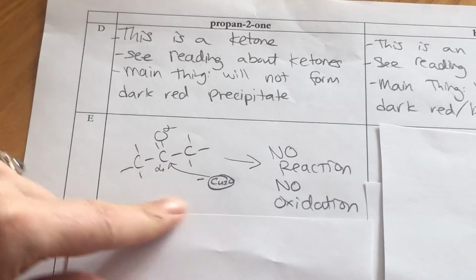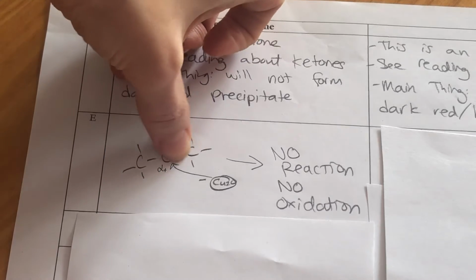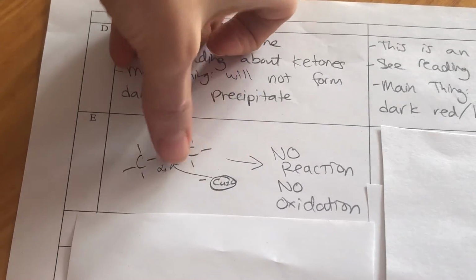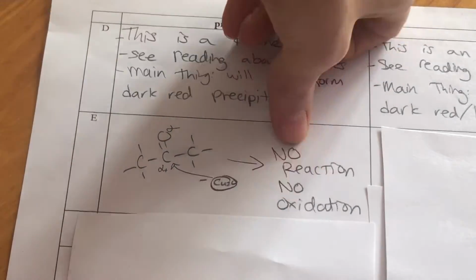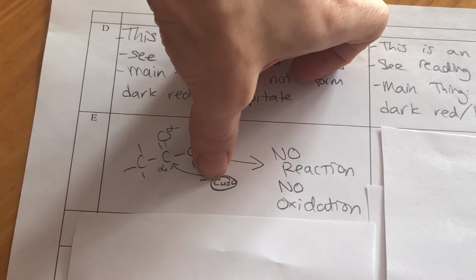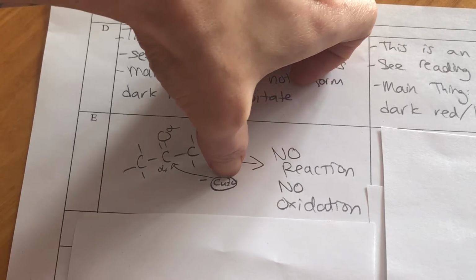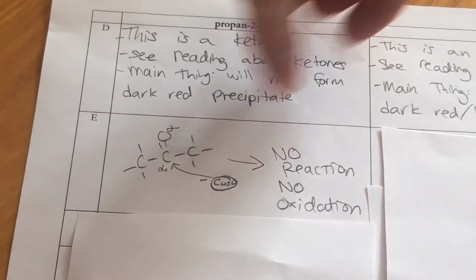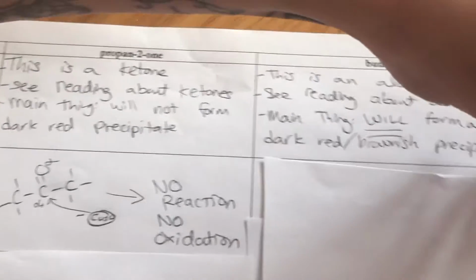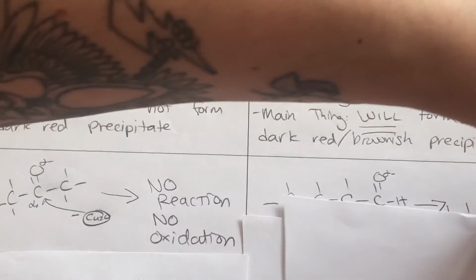In this case, because of this really strong bond between these carbons here, there's not going to be any oxidation. There's not going to be a reaction where we have a red precipitate coming out of it. In number 4E, you would then see something like this.